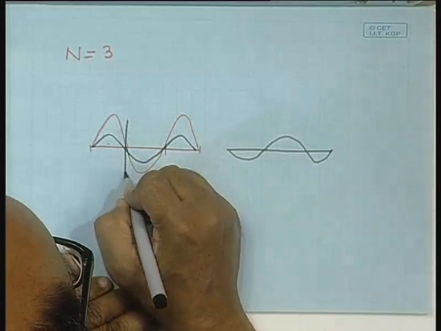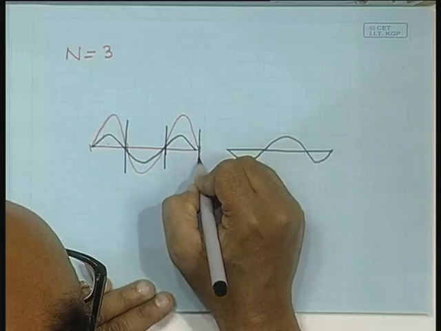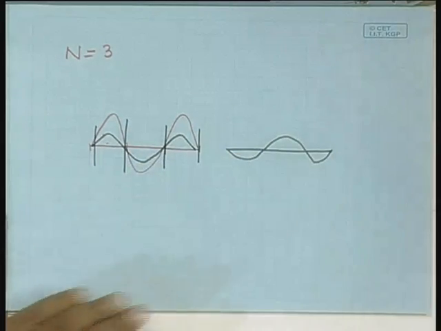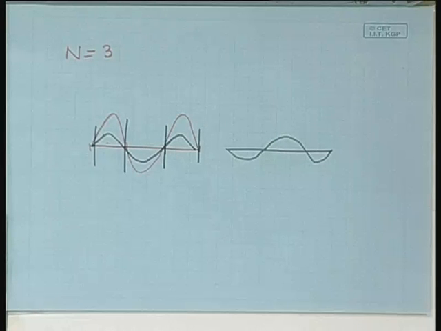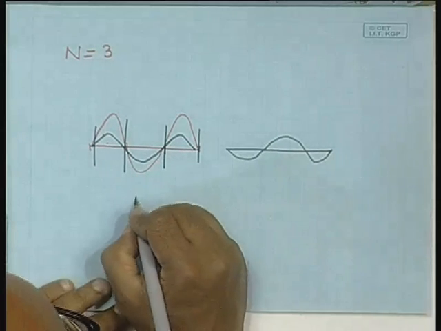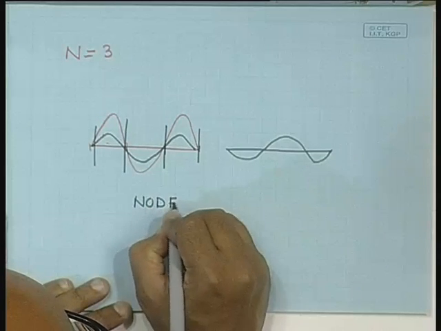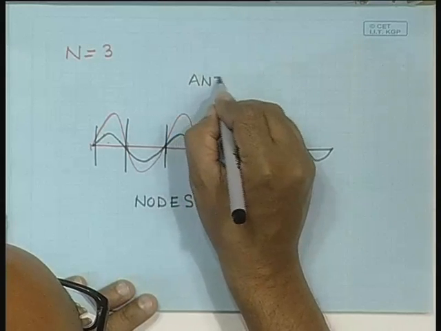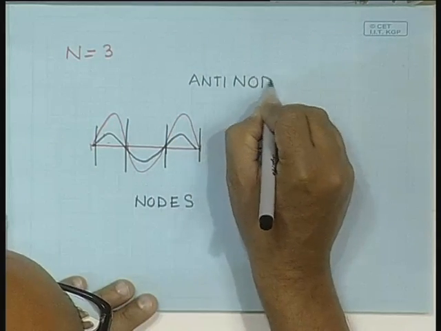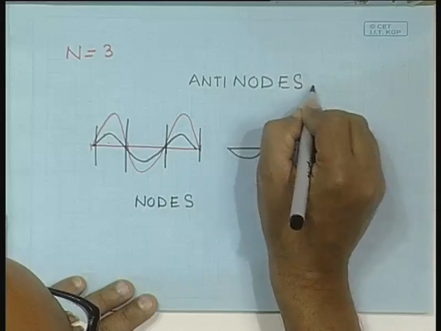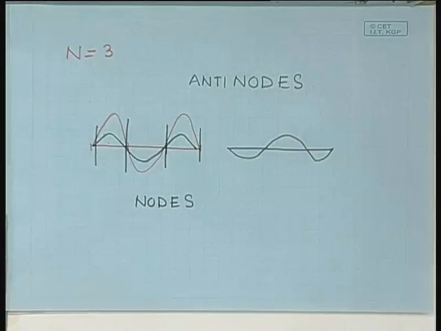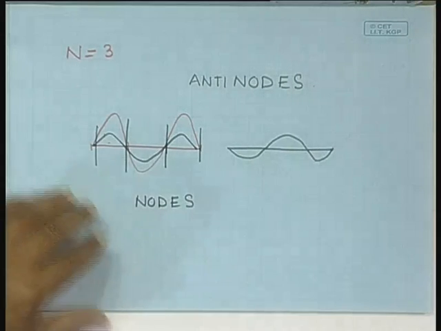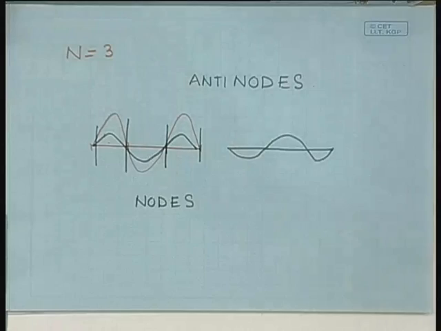So, these are the nodes, the value of the disturbance here continues to be 0 throughout the vibration. These are called nodes, and the points where the disturbance is maximum are called antinodes. Let us also ask the question how the wavelength of the vibration changes as I vary n.